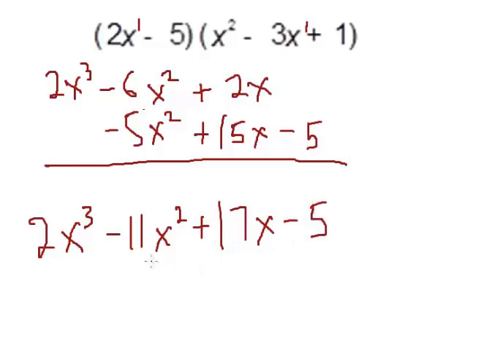Now, there's really nothing we can do to simplify it over here because they've all got different variables. This has an x cubed variable, x to the third power. This has an x squared variable. This is an x variable, and this one has no variable at all.